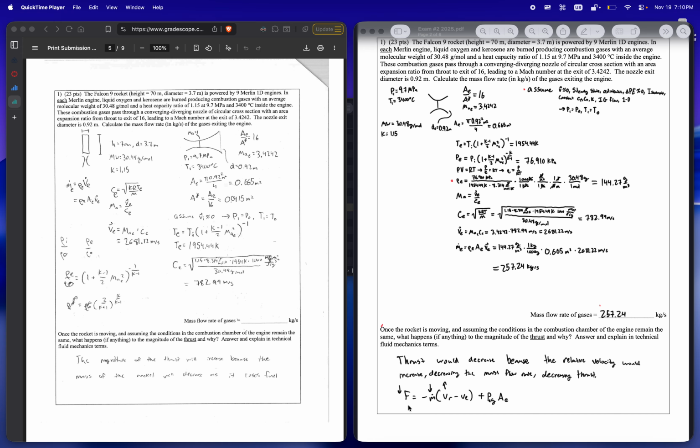The momentum balance kind of explains it well. As the relative velocity increases, the mass flow rate decreases. Or I'm sorry, it increases, but it's negative. So that was kind of my rationale with that. But that decreases the thrust, so the thrust would decrease.